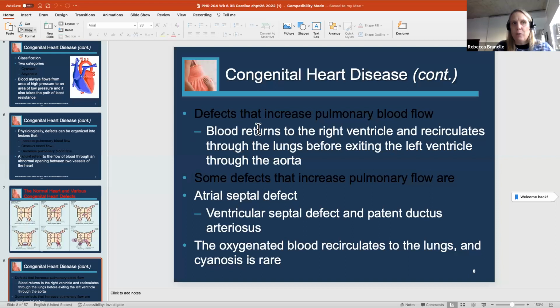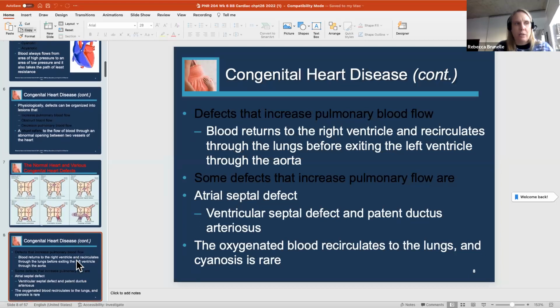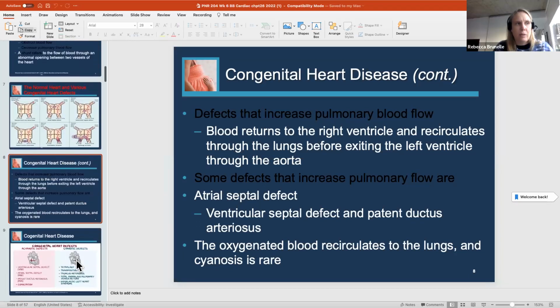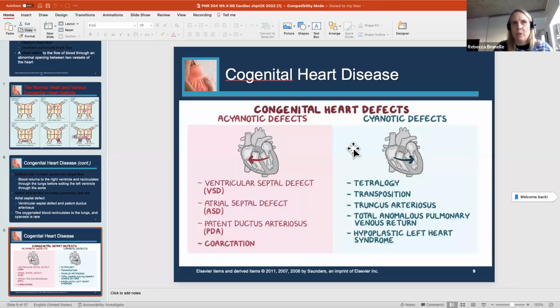And this goes over what we just talked about on those slides. And this is the difference, the acyanotic versus the cyanotic. So we talked about these here: ventricular septal defect, atrial septal defect, patent ductus arteriosus. These are the 3 that are associated with increased pulmonary blood flow, and they're acyanotic. And coarctation, that's that narrowing of the aorta. So that's not even related to the lungs at all. So this is also acyanotic.